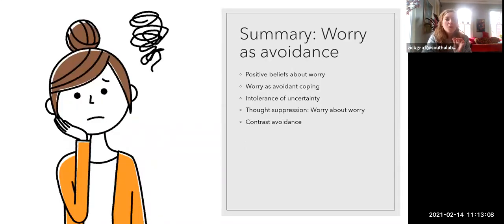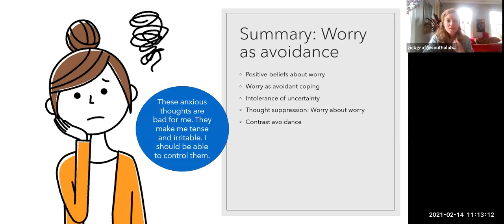So in summary, worry has multiple avoidance functions for people with GAD. People engage in thought suppression because of worry about worry, or meta-worry. So people think that anxiety is bad for them, that the tension and irritability that comes with worry and anxiety is somehow dangerous, and so they should be able to control their thoughts. But when they try to control their thoughts, they may be successful while they're actively working at it, but as soon as they have to think about something else, the thoughts come back. And so people with GAD experience those thoughts as very hard to control.